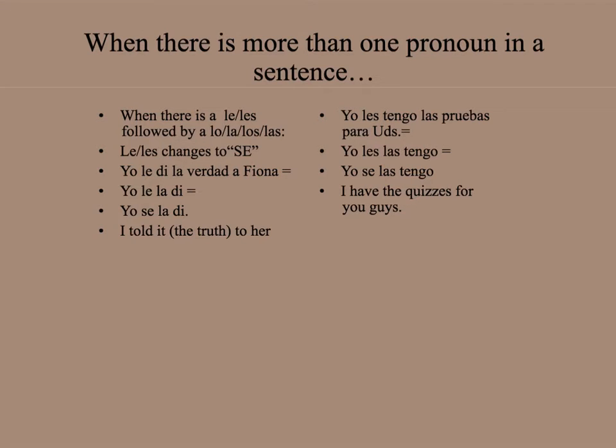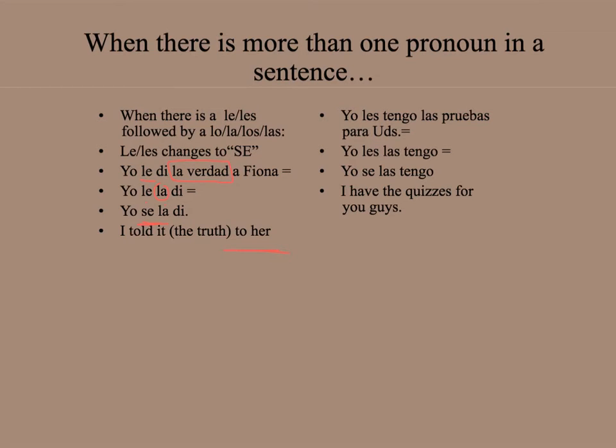So if you want to say, I told the truth to Fiona, I told it to her, right? The to her is the le. The it that I told is la verdad, which becomes la. I can't have le la. So what I have to do is switch that le to a se. It's still going to mean I told it to her. It still means the same thing as le did, the to her, but it's going to look different.